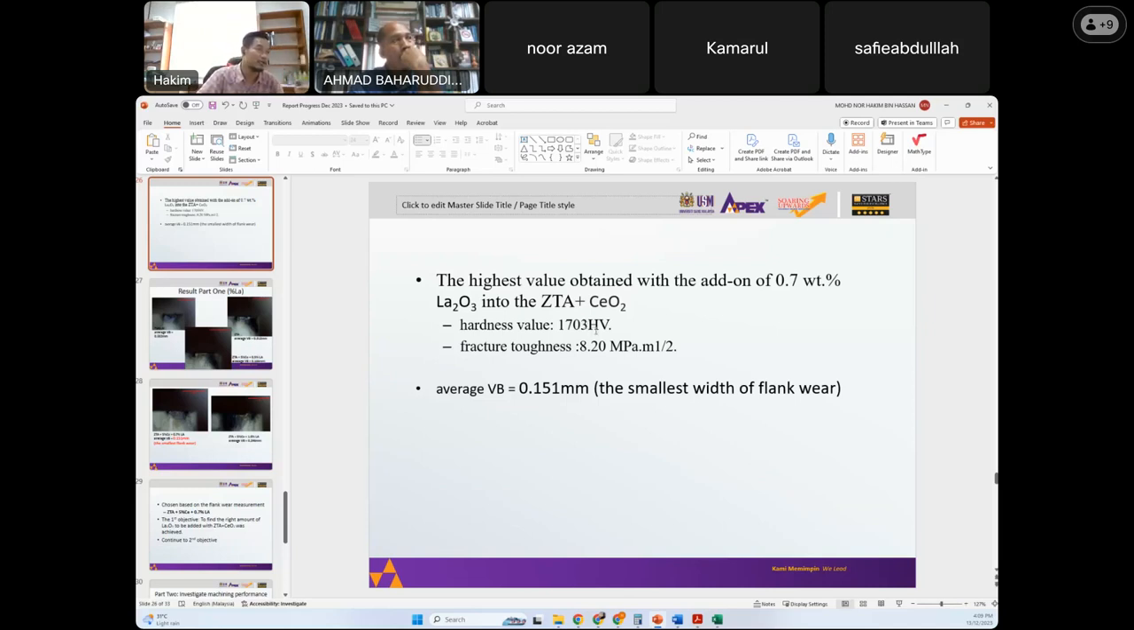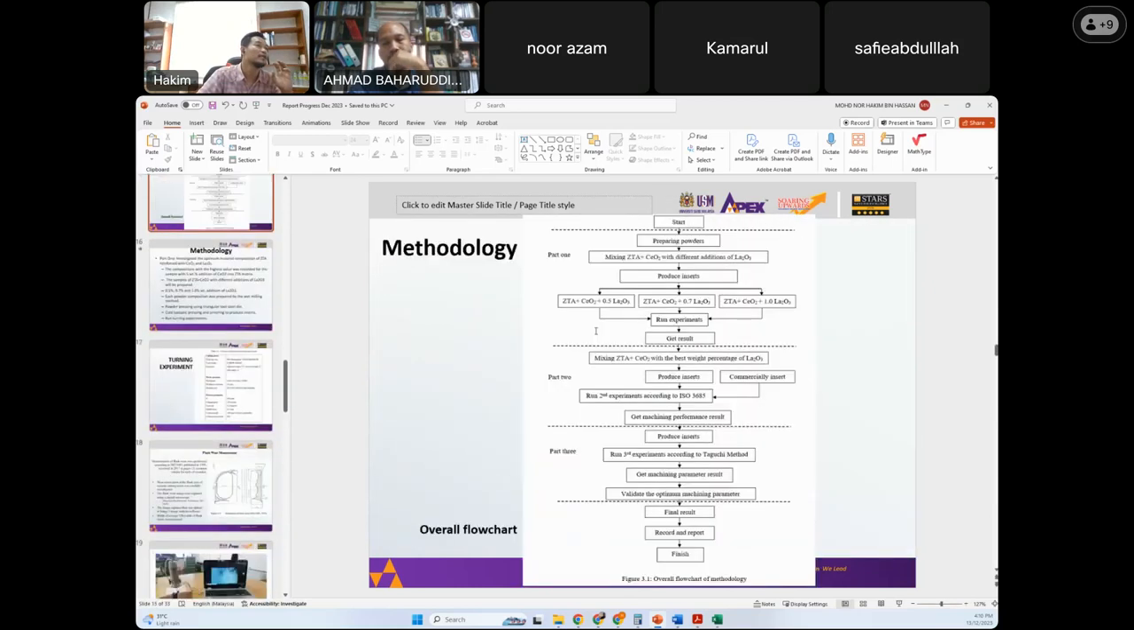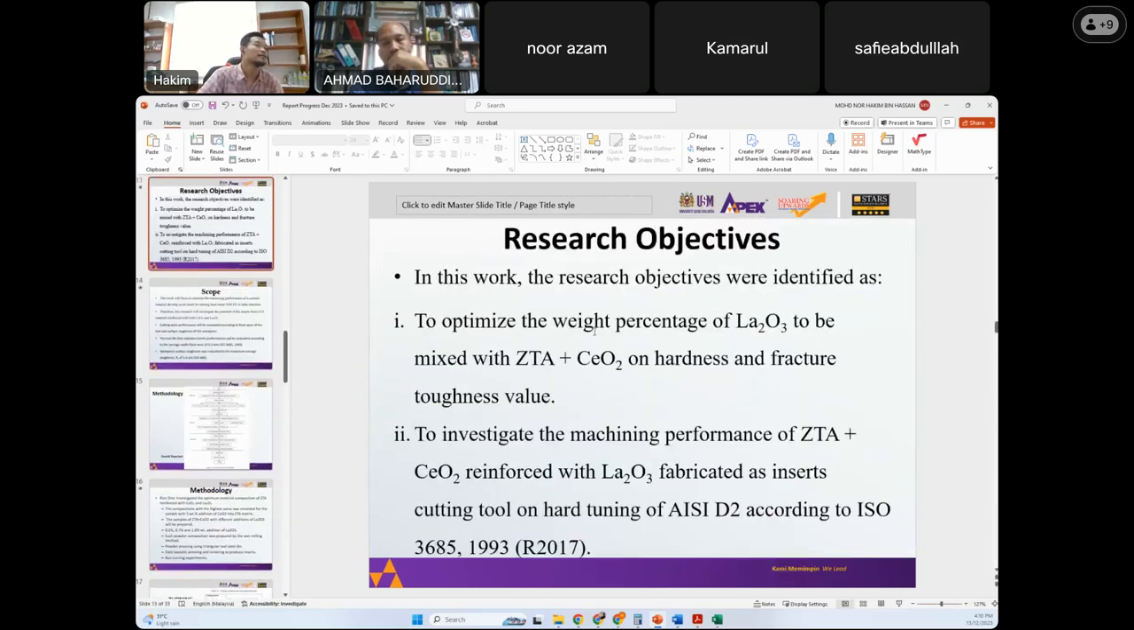The other two objectives are to run the machining performance, to investigate the machining performance, and the third objective is to find the optimization.